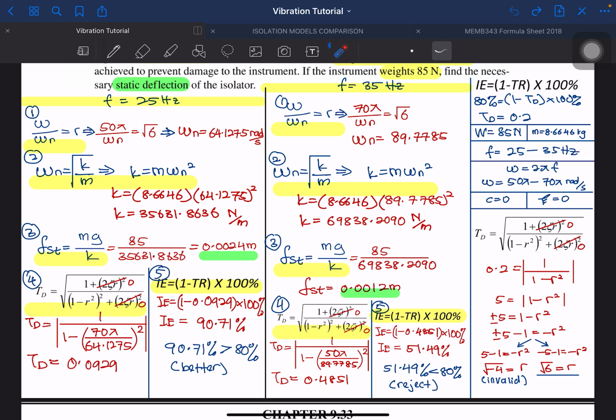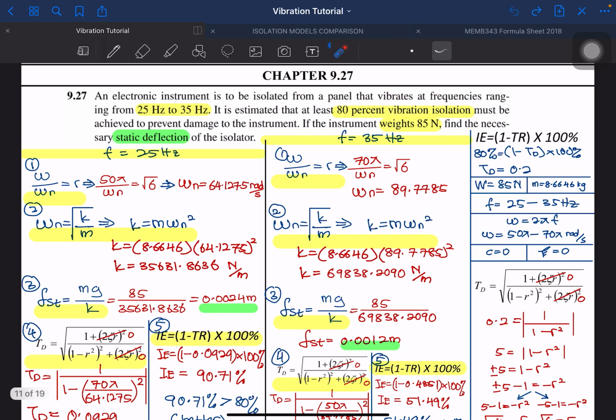The last step will be to find the isolation efficiency. At both frequencies, if we swap the frequencies, which one will have a better efficiency? The formula is 1 minus TD, not TR, this is vibratory motion, TD. So 1 minus TD times 100%. I'll get 90.71%. For this part here, 1 minus TD times 100%, I'll get 51%.